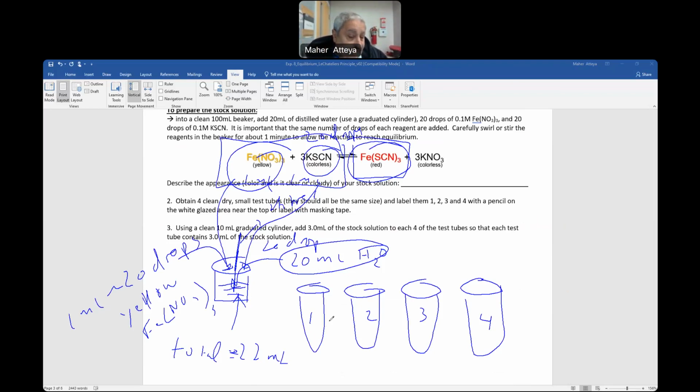So now you take out of this 22 mL mixture here, you'll add to each of those from the mixture here. You switch your color so you can follow me. So you'll add to this, you'll add to this 3 mLs, 3 mLs, 3 mLs, 3 mLs. So 3 mLs in each test tube.